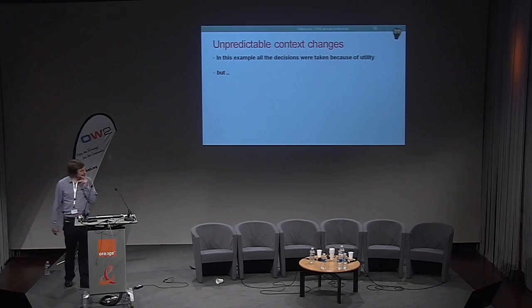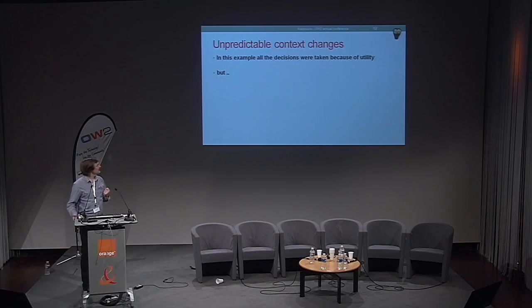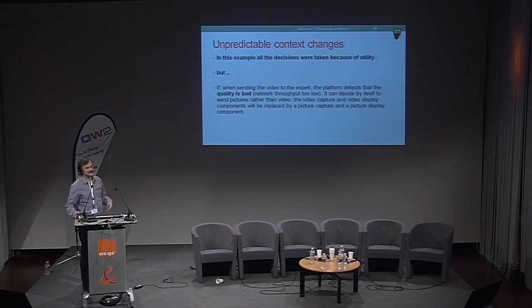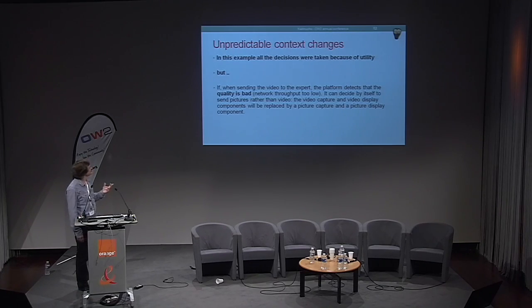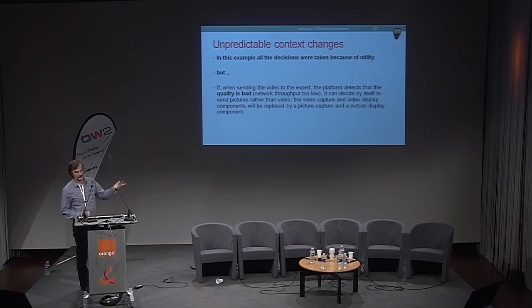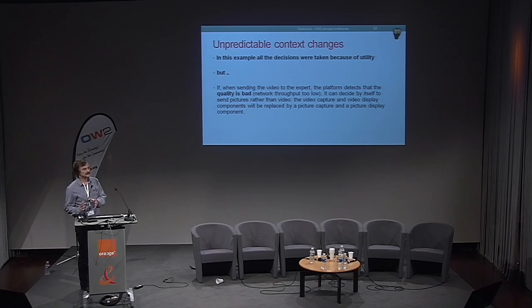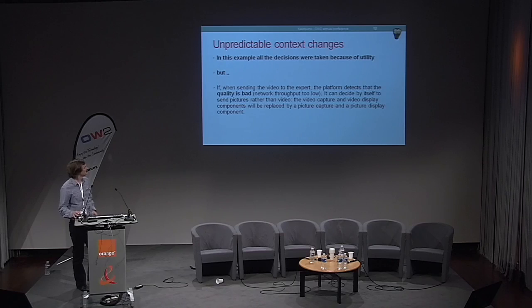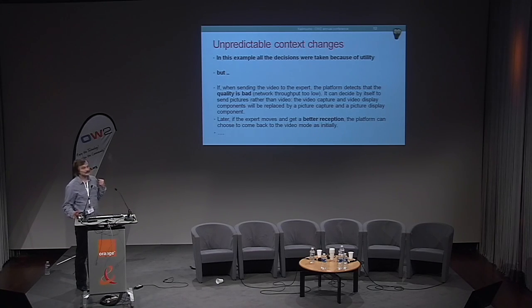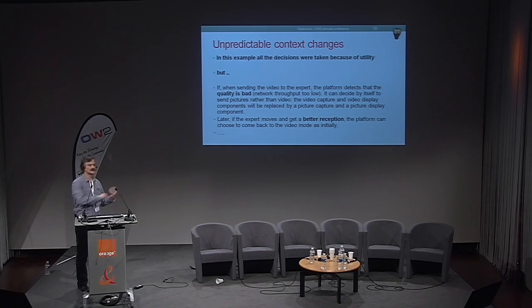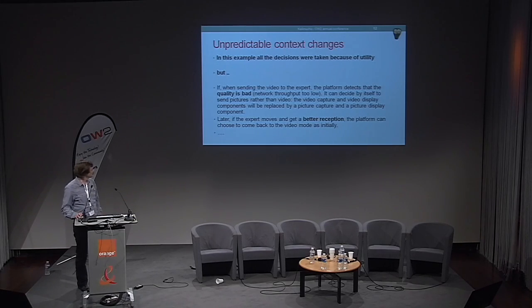Well, in this example, all decisions were because of utility. We want that, then we want another thing. But the objective of Kalimucho is also that if the platform senses that the quality is bad when sending a video because the network is not good or so on, it can decide by itself to stop the video and start pictures because the video doesn't work and pictures will work. But later, if the platform sees that the network works well, it can stop the pictures and go back to the video. That's what we want also to do.